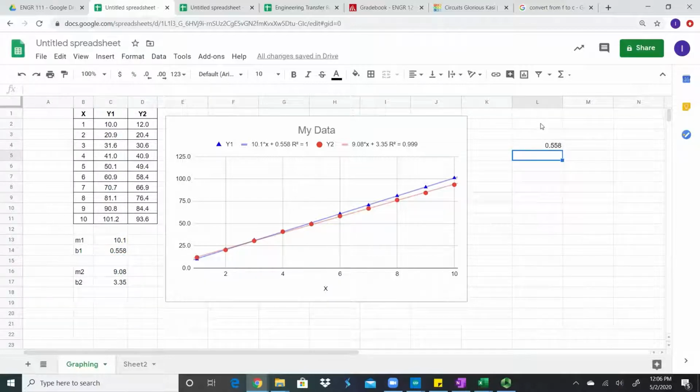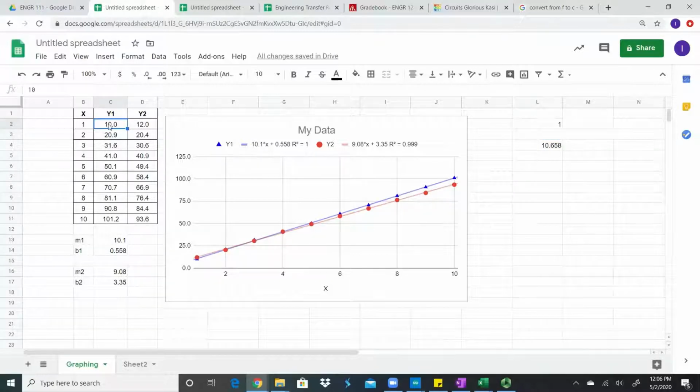Now remember, up here in L2, it's using whatever's in there as a variable. There's nothing there, so that would be like putting a 0 in here. And if I put a 0 into this equation, well, 10.1 times 0 is 0, so my answer should be 0.558. But now I can change this, and it's going to update. I'm going to put a 1 into this. If I put a 1 in here, I get 10.658. Now that is relatively close to what our y was for y1 when I put a 1 in.